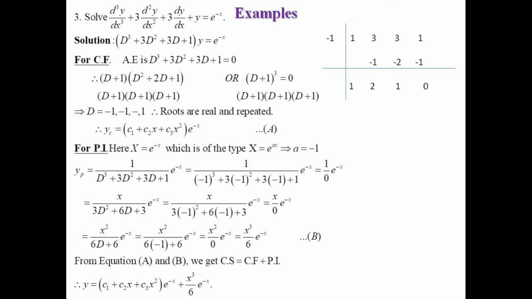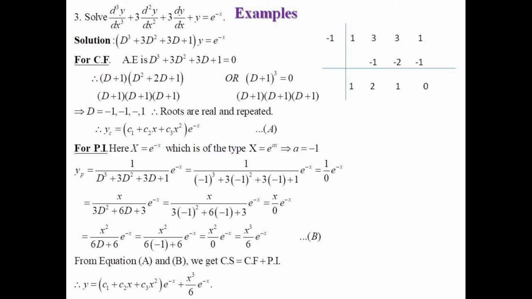That means after taking the derivative of the d cube plus 3d square plus 3d plus 1 term, once again replace d by a. The value of a is minus 1. Then we get the next step as x upon 3 into minus 1 square plus 6 into minus 1 plus 3, into e raised to minus x. So once again if we simplify the denominator term, we again get the denominator value as 0.